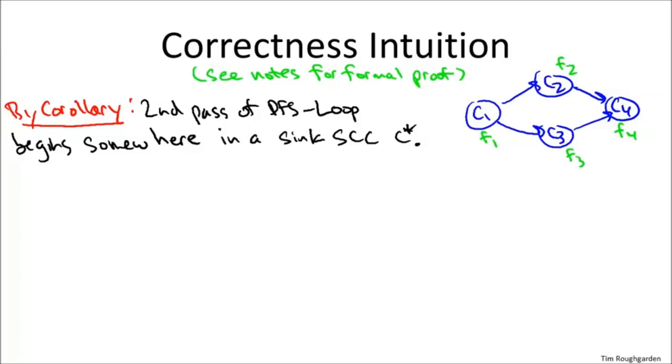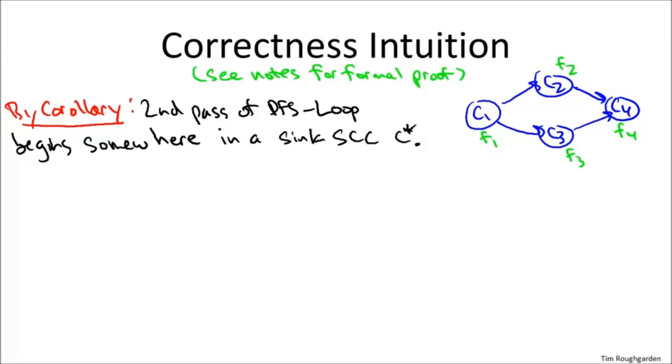So you'll discover everything. And this is totally useless because we wanted to discover much more fine-grained structure. We wanted to discover C1, C2, C3, and C4 individually. So that would be a disaster if we invoked depth-first search somewhere from C1. Fortunately, that's not what's going to happen.